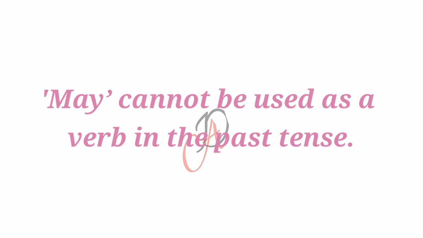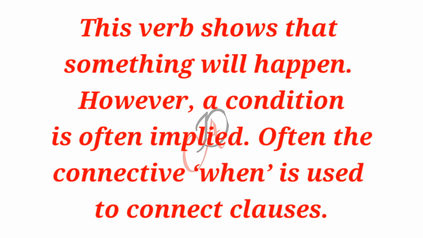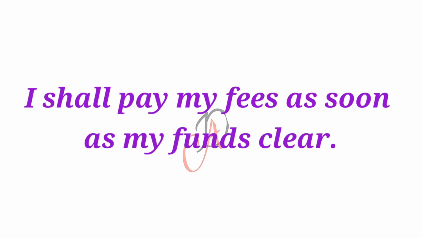So let's move to the next type of modal verb, that is shall. This verb shows that something will happen. However, a condition is often implied. Often, the connective when is used to connect the clauses. For example, I shall pay my fees as soon as my funds clear.